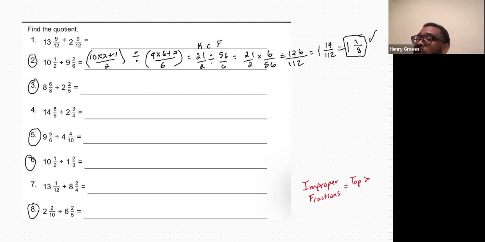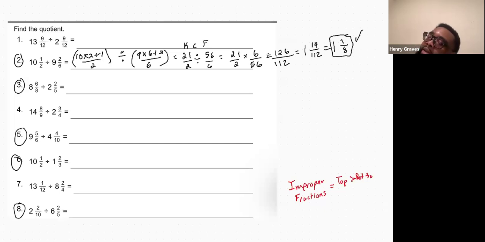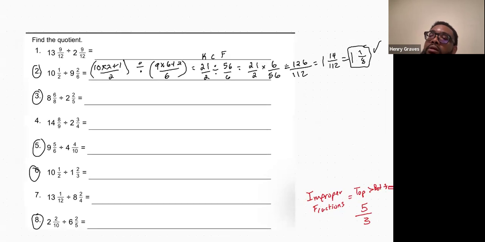So an example of an improper fraction is like 5/3, when the numerator is bigger than the denominator. So for this one here, I'm going to do 8 times 8 plus 6 over 8, divided by 2 times 5 plus 2 over 5.